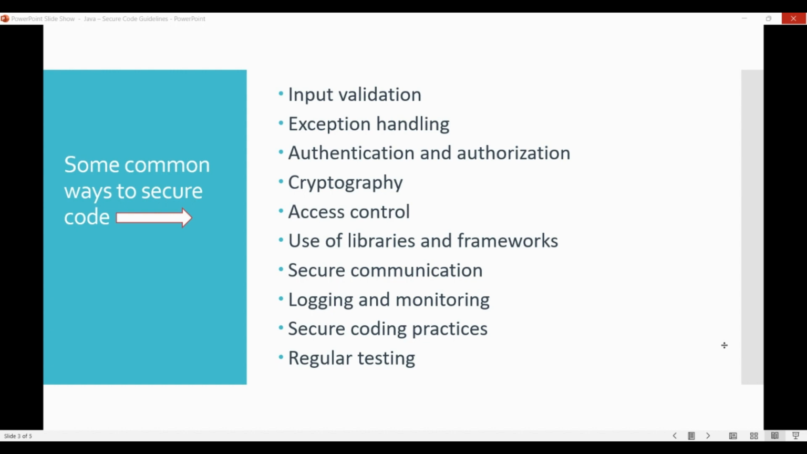So, these are some common ways to secure the code. And it is always important to stay up to date with the best practices, the latest trends, and the vulnerabilities.